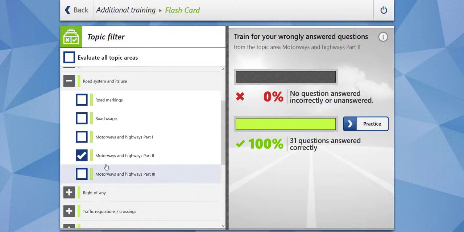In this video, we are going to cover 31 questions under the topic Motorways and Highways Part 2. Under the main topic of road system and its use, we have already done road markings, road usage, motorways and highways Part 1. You can find these videos in the playlist, or I will post the link in the description below. Without wasting any time, let's begin.